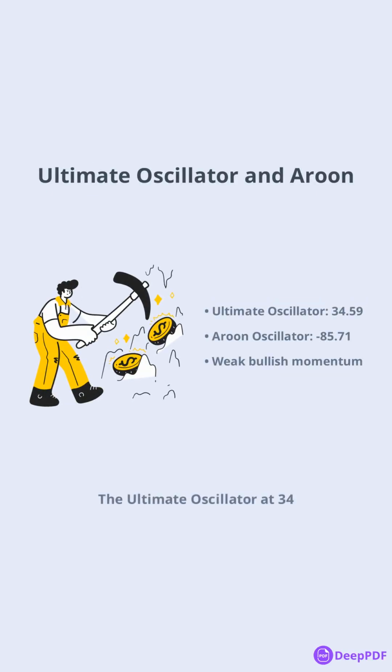The ultimate oscillator at 34.59 and the Aroon indicators, Aroon up at 32, Aroon down at 4, provide additional trend context. The low ultimate oscillator value suggests weak bullish momentum, while the Aroon oscillator at minus 85.71 points to a recent loss of upward trend. These indicators reinforce the idea that TXN is currently in a consolidation or correction phase.